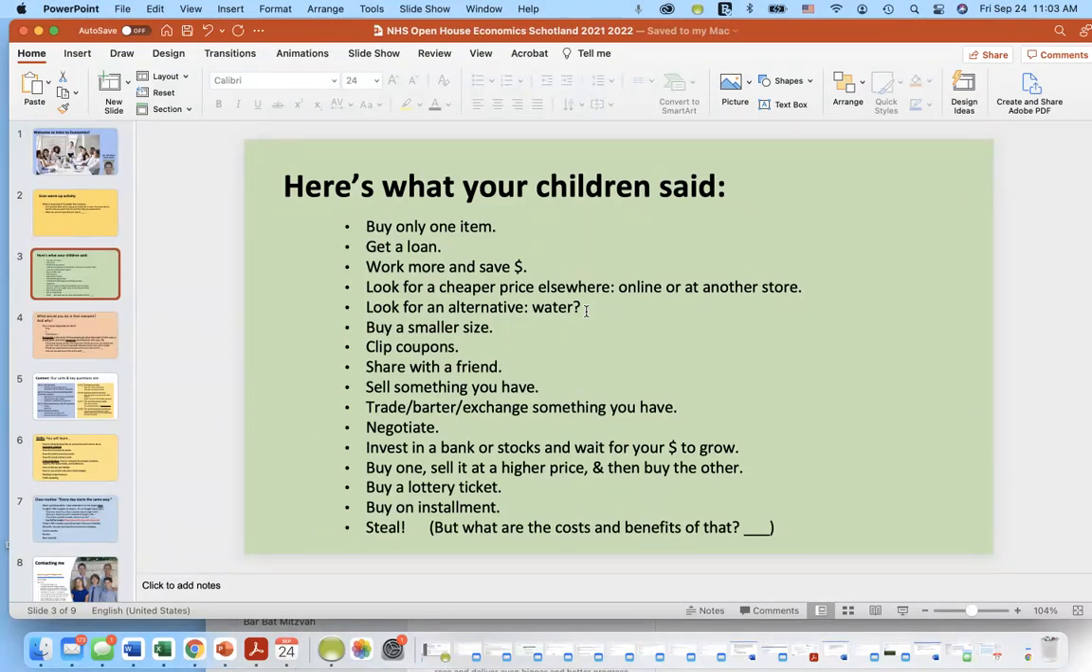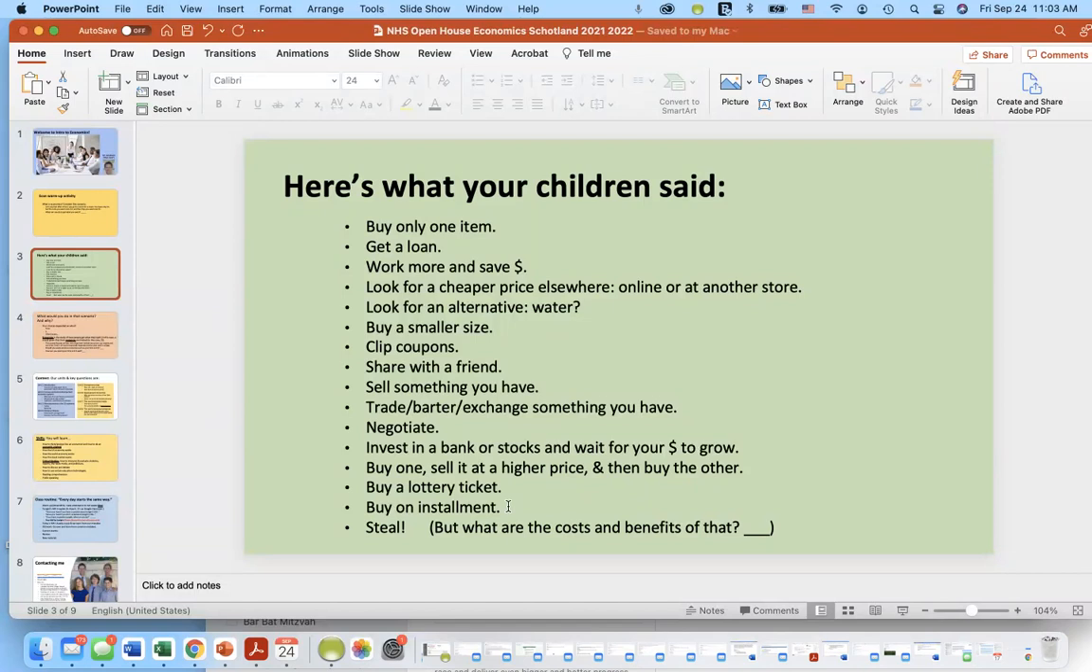Buy a smaller size, clip coupons, share with a friend, sell something you have, trade, barter, or exchange something you have. I even had a student say that he would trade in his younger brother. So you could negotiate. You could invest in a bank or stocks and wait for your money to grow. You could buy one of the items, sell it at a higher price, and then buy the other item. Buy a lottery ticket, buy on installment. And I have even had students say that you could steal it.